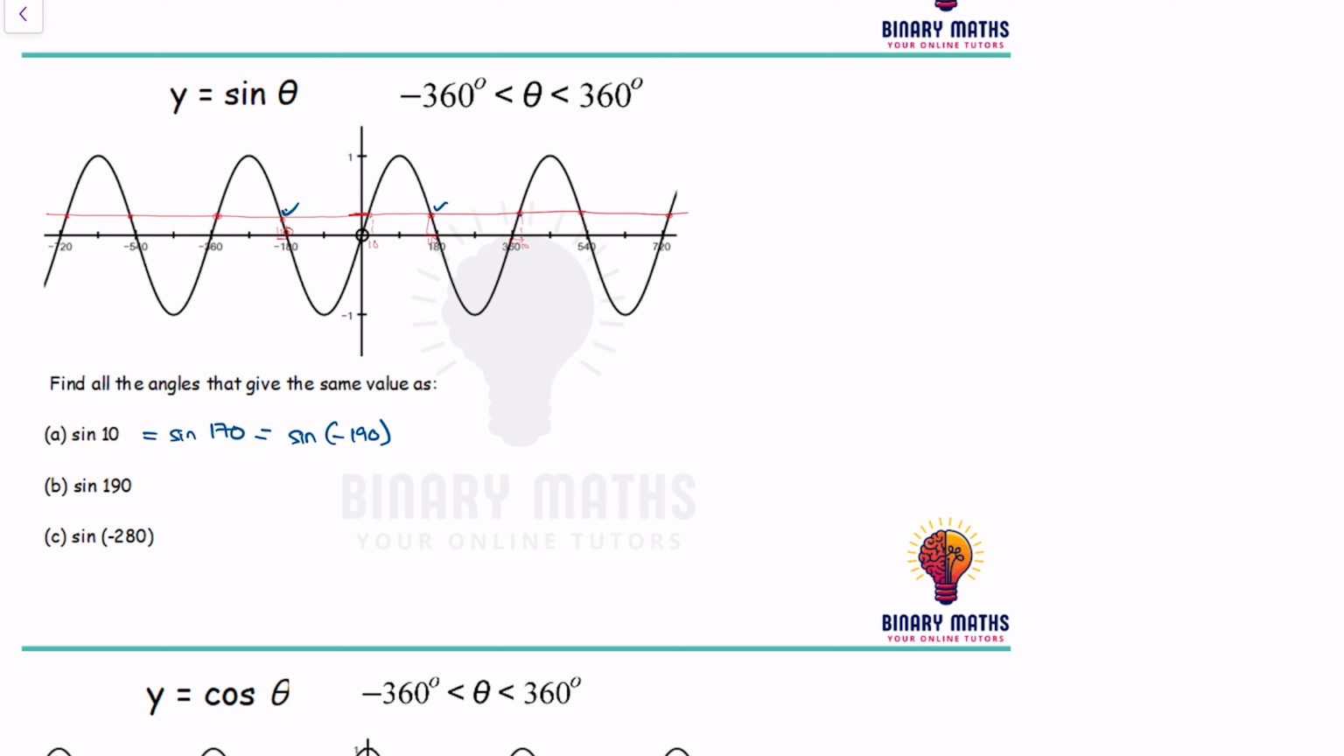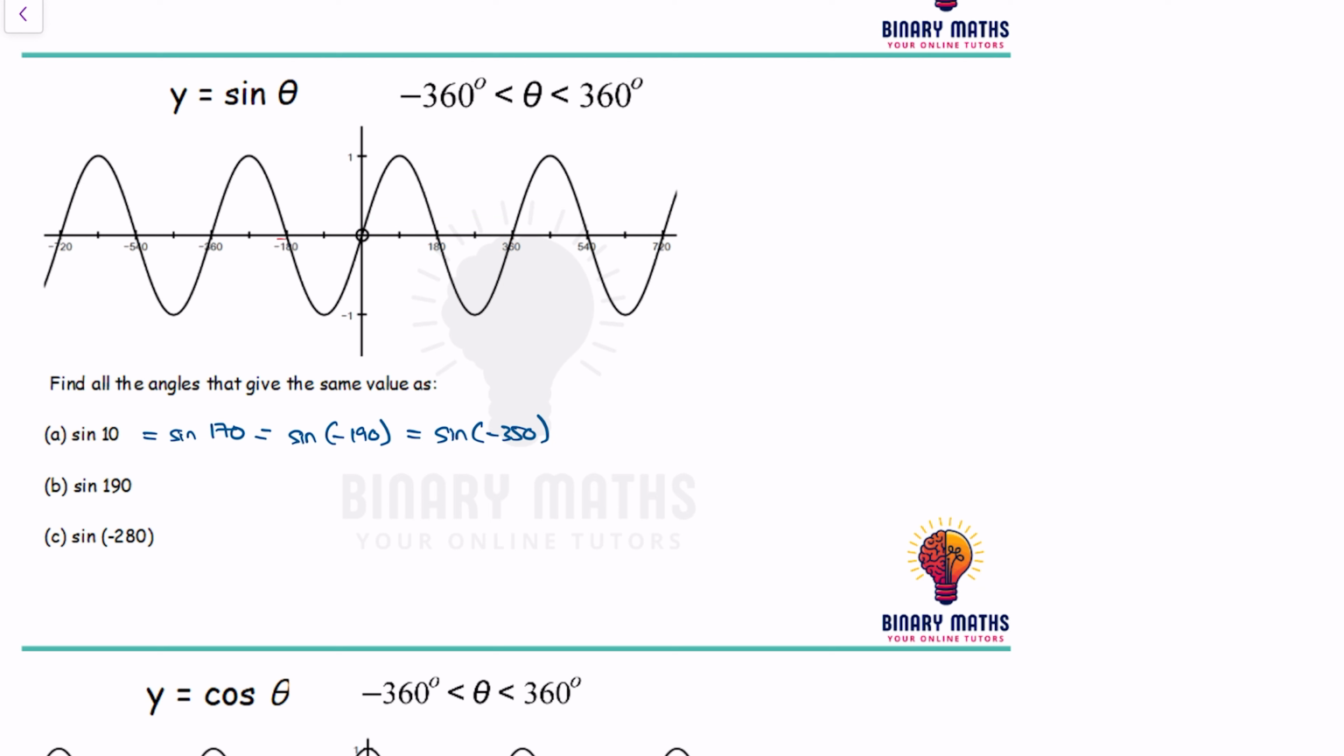Okay, now I need to work out this one. Again, because of the symmetries of the graph, that's 10. It's on the right-hand side of minus 360, so it's going to be minus 360 plus 10, which is sine of minus 350. Okay, so those would be the answers for sine 10. Let's rub this out and see how it works out for the next one.